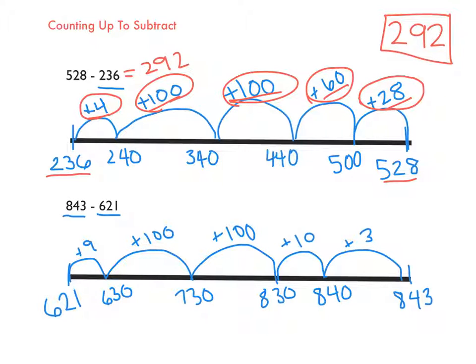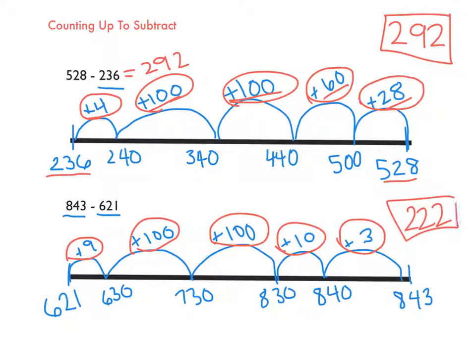Okay, so now we just need to count up all of these numbers. So let's start here. We have 100 plus 100, which is 200. 200 plus 10 is 210. 210 plus 3 is 213. And 213 plus 9 is 222. So the difference of 843 minus 621 is 222.